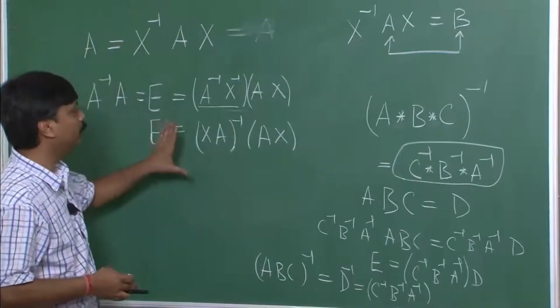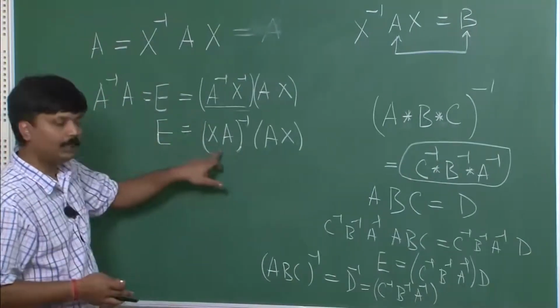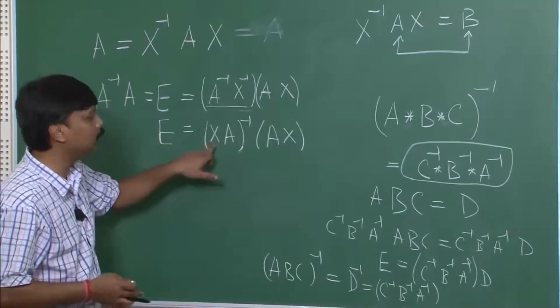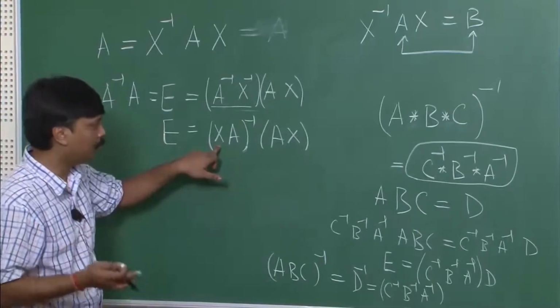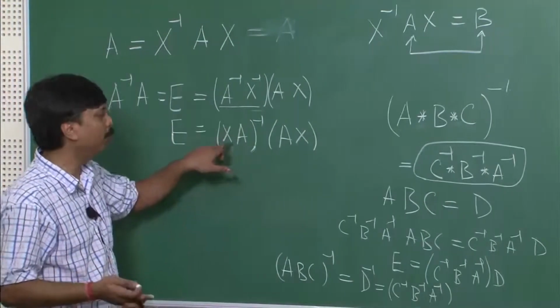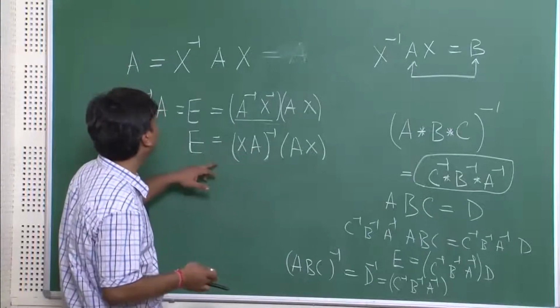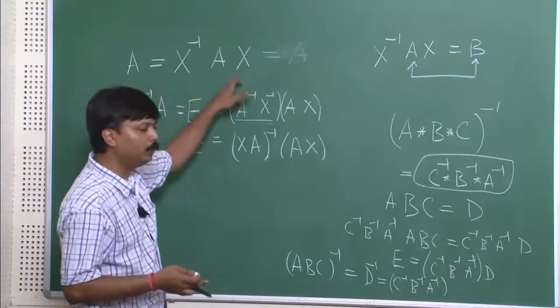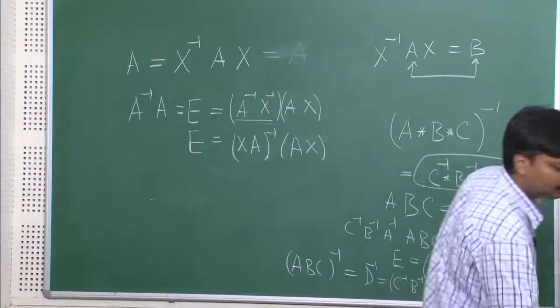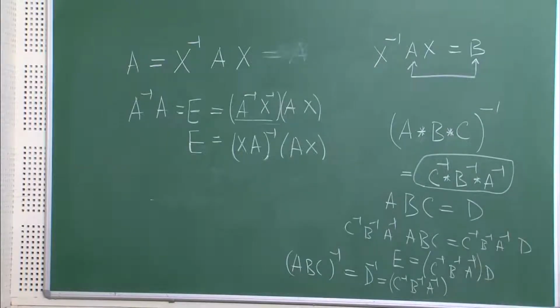So if this is valid, and that is valid for some x which commutes with A, right? Which is obviously possible, and therefore this is valid. So in general, what we have is: any element is conjugate to itself.